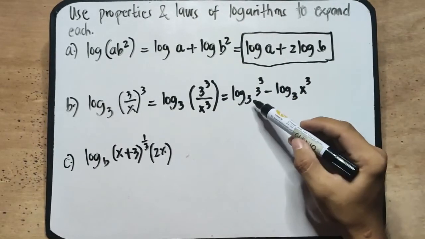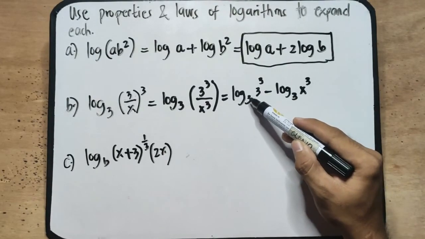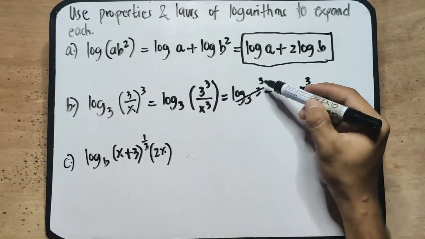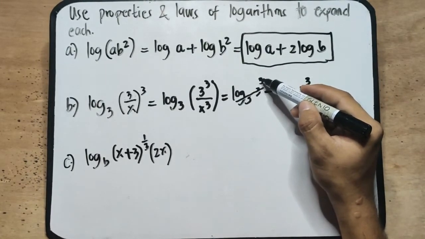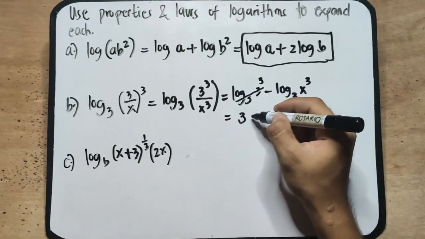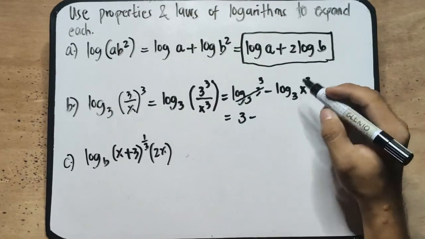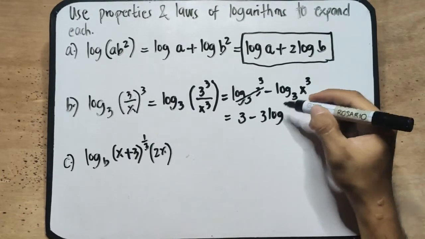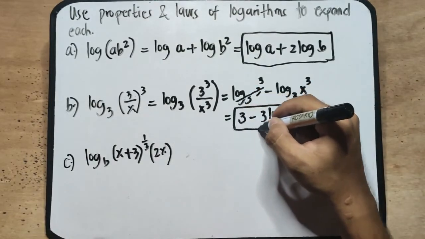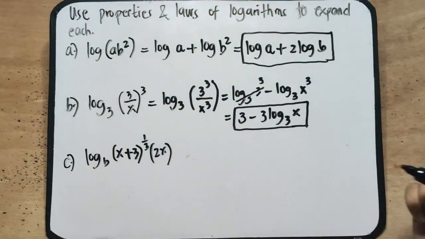Since magkapareho yung base, tapos yung base ng number na katabi ng subscript na ito, we can disregard this entire expression. Ang i-consider natin ay yung exponent niya, which is 3. So, this will be 3 minus, merong another exponent dito. Using the third law, ibababa natin yan, minus 3 times log base 3 of x. So, this is the expanded form of this logarithmic expression.